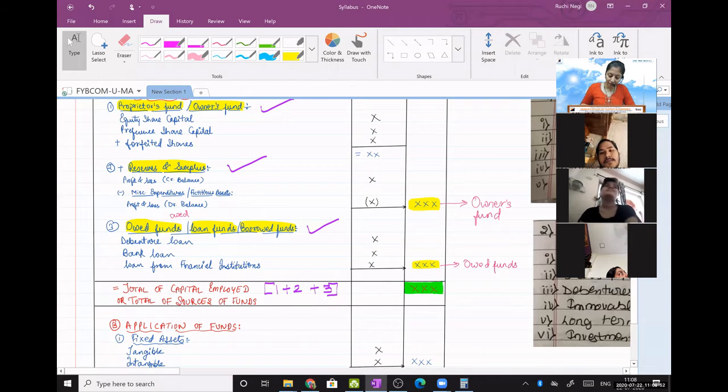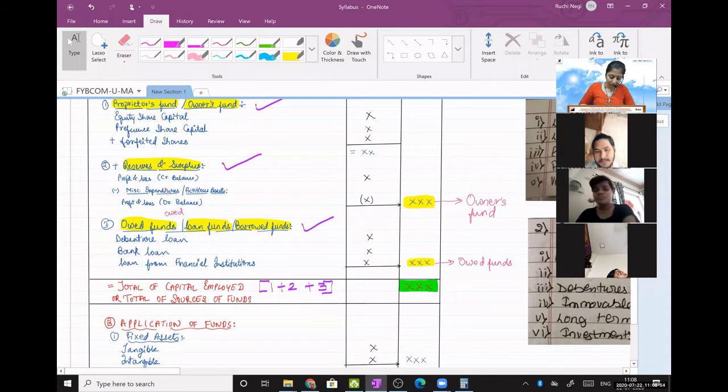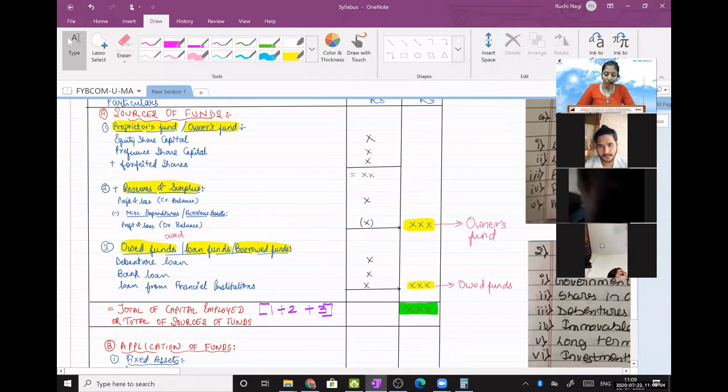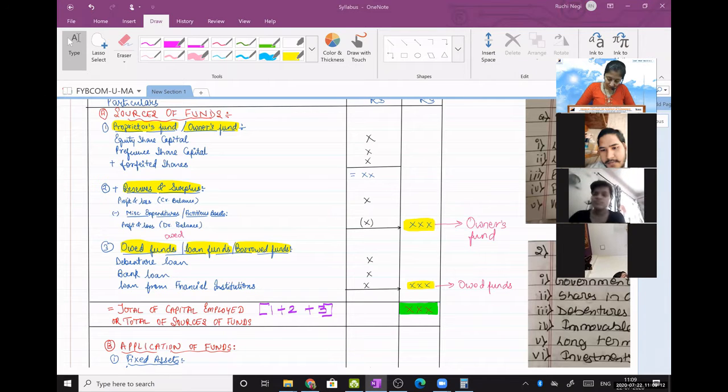Clear everyone till here? Acknowledge it in the chat box. Till here, is it clear? Sources of funds total is clear? Okay, fine. Yeah, good. Thank you. Next.